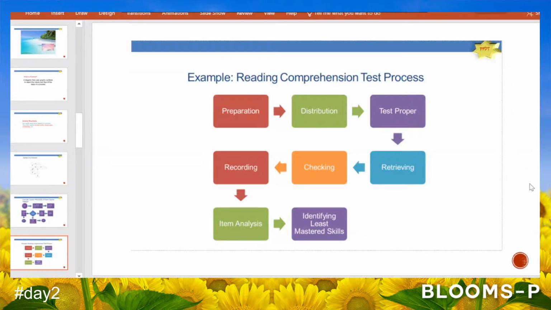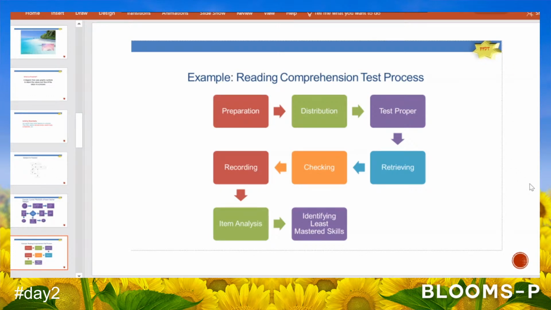Test proper, then retrieve. After retrieval, checking. Then checking, recording the scores. After recording the scores, we'll proceed to the item analysis, and definitely we are now identifying the least mastered skills. And that is a time for us to teach again or do another intervention in order for this particular item number to be enhanced.